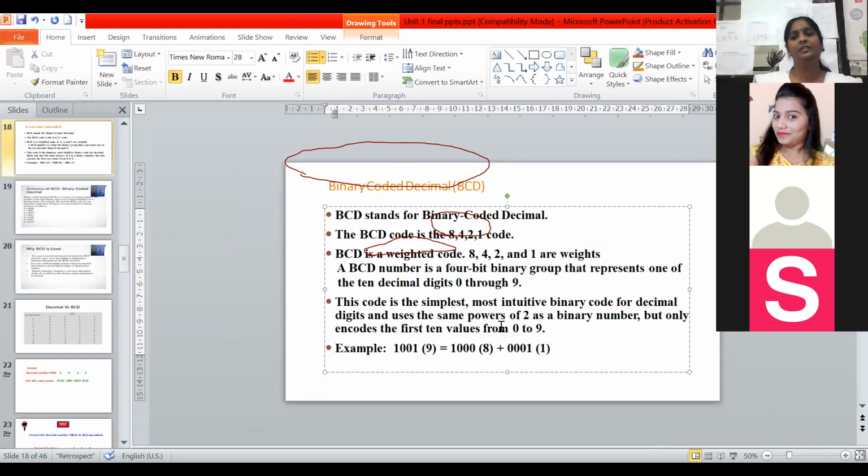This code is one of the simplest codes, and it uses the same powers of 2 as a binary number. We are going to use the binary number system as it is in BCD. But in binary we can use numbers above 9 also, whereas in BCD we consider only 0 to 9. So how many symbols in total? 10, 0 to 9. We do not use more than that in BCD. Binary coded decimal means it is a combination of the binary number system and the decimal number system.